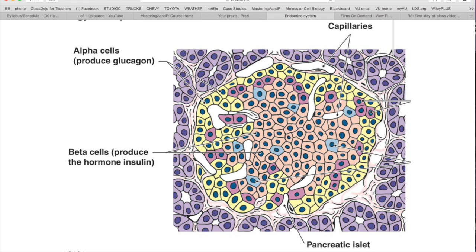So it's going to raise blood glucose levels. And then the beta cells produce insulin. Insulin causes cells to take up glucose and lower the blood glucose level. So after you eat a meal that's high in sugar, your blood glucose level is going to increase, and your body releases insulin to cause the cells to take up glucose and get the blood level back to normal. After you haven't eaten for a while, your blood glucose level will drop and your body will produce glucagon to raise it back up.